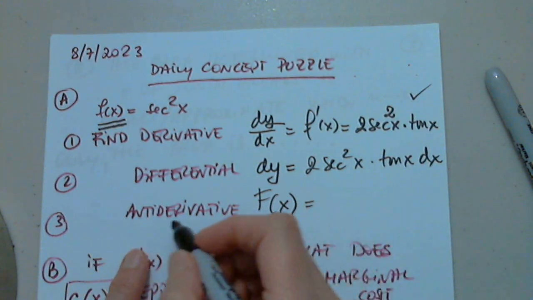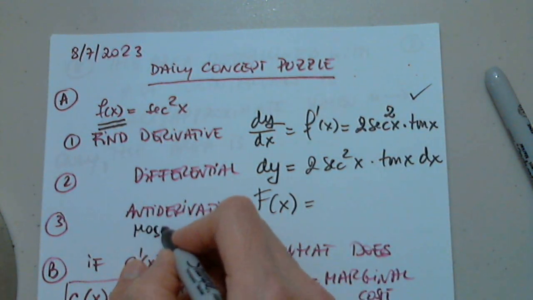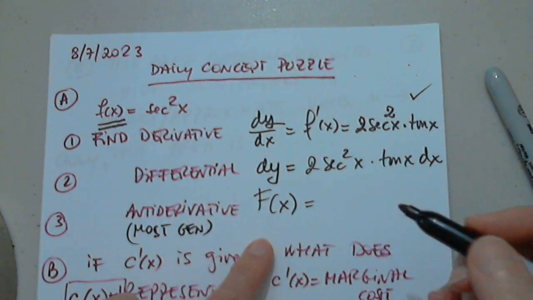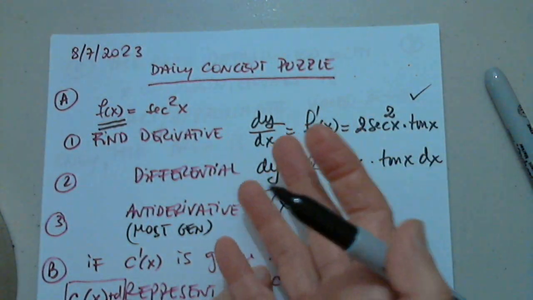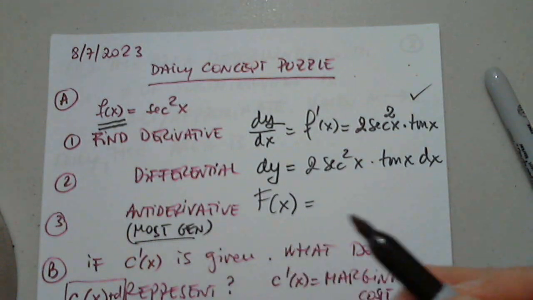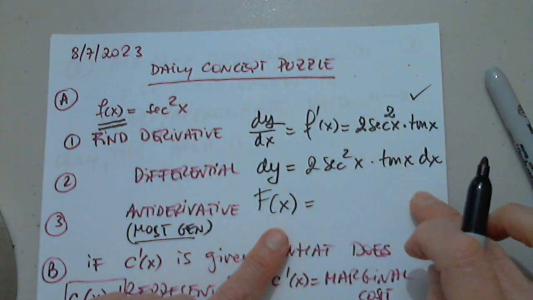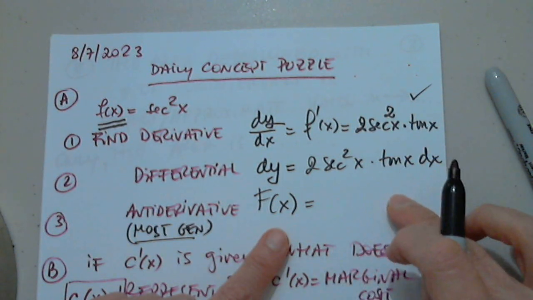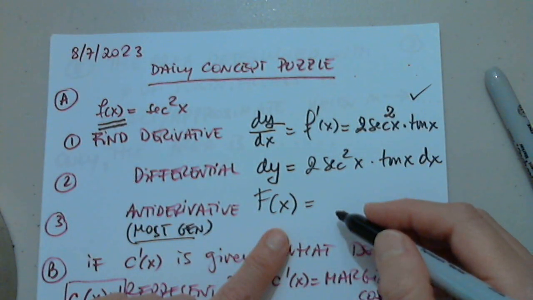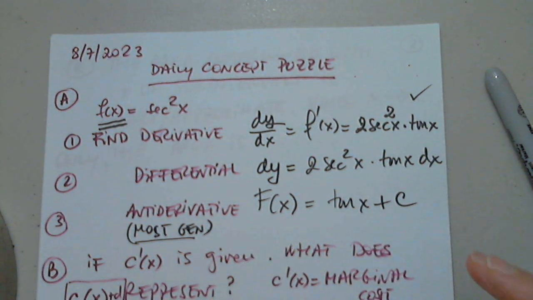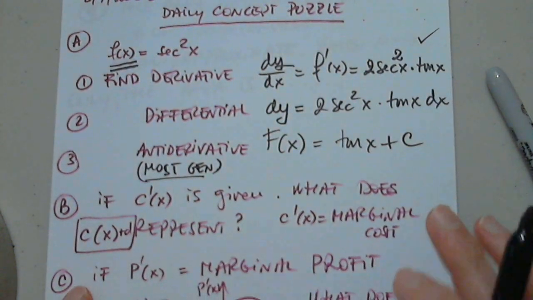And I should have mentioned most general. That's what I want. There is no given condition. It's clear. If there is no given condition, then we are always asked to find the most general, but I want to be specific. Can anyone tell us what this is? Tangent x plus C. Perfect. Awesome. Great. Thank you very much.